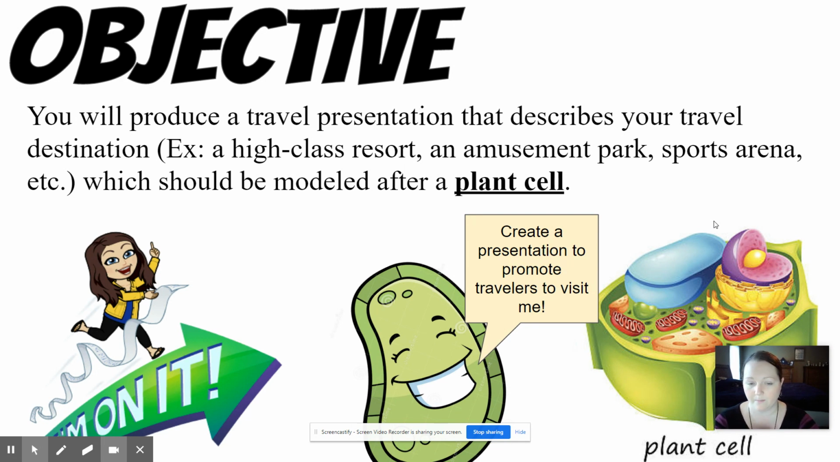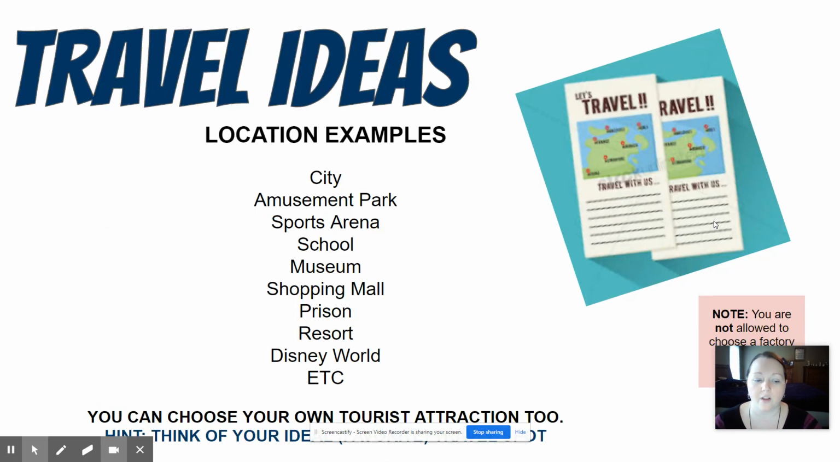fun and interesting. So again, different travel ideas might be a city, an amusement park, water park, sports arena, a school, a museum, shopping mall, prison, resort, Disney World. It could be a video game. I had some students choose Among Us or Minecraft. It can be a TV show. I had somebody choose Big Bang Theory or another TV show that they like. It can be a restaurant. It can be your own creative idea, wherever you have been. But you get to choose your tourist location.